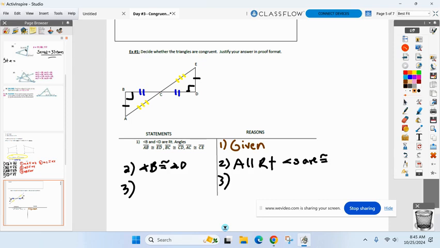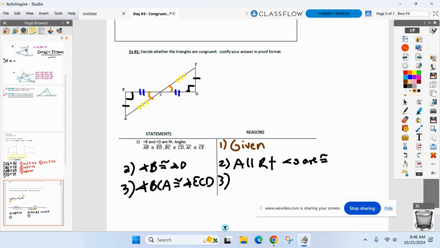Alex? BCA and BCD. Okay, I'm going to write it down. Nothing new. How does Alex know those are congruent? What did we just mark up there? Vertical. Those are vertical.